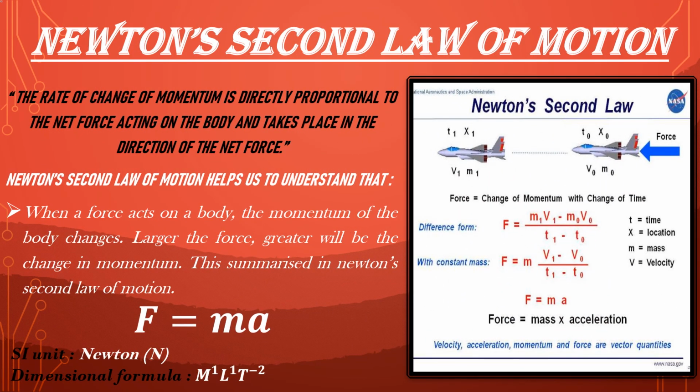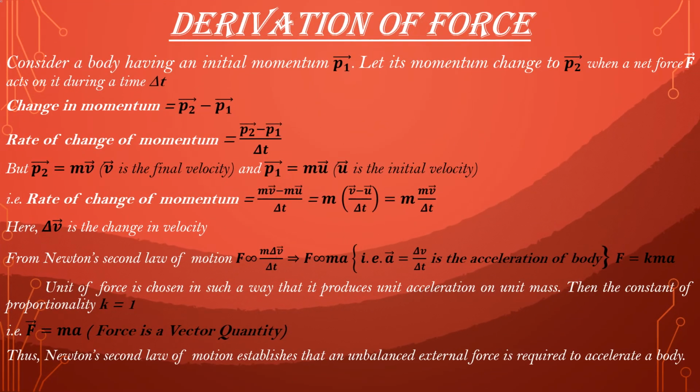Newton's second law of motion: the rate of change of momentum is directly proportional to the net force acting on the body, and it takes place in the direction of the net force. This is the derivation of force, that is F equals ma, or force is equal to mass into acceleration.